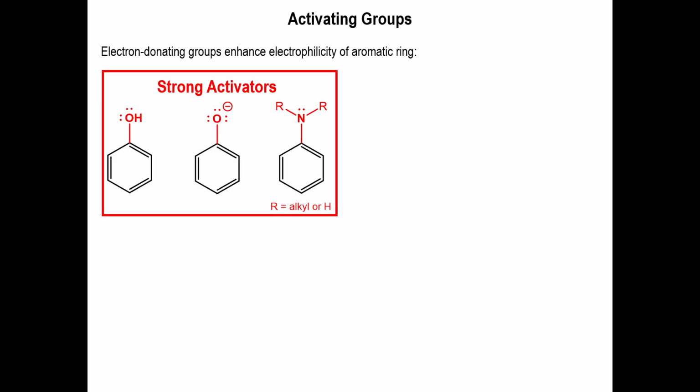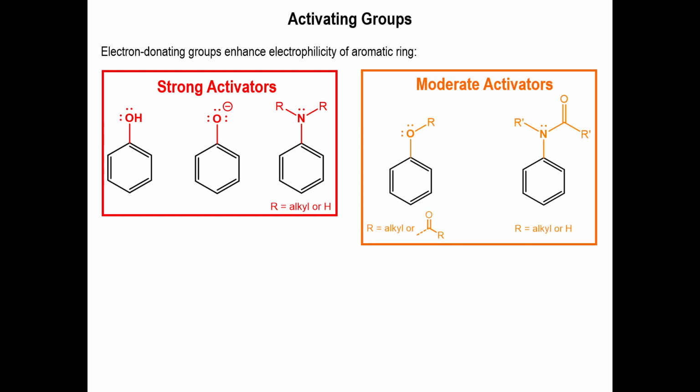And an example of strong activators, the ones that dump plenty of electron density into the ring, are hydroxy substituents, such as the case of phenol, oxo substituents, basically from phenoxide, the conjugate base, and then aromatic amines, such as aniline, especially if the aniline derivative has alkylation on the nitrogen. That's even more, it's a stronger substituent as far as donating electrons to that benzene ring.